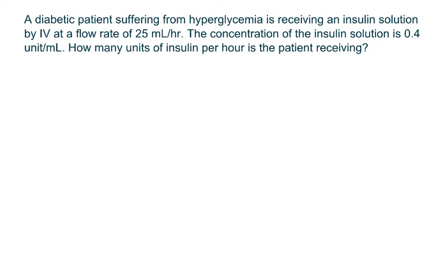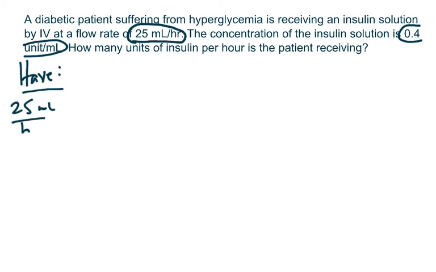Okay, let's gather our thoughts here. Let's think about what we have. What do we know? Well, we have two numbers. They're both ratios. 25 milliliters per hour and 0.4 units per milliliter. So 25 milliliters per hour. What kind of number is that? Flow rate, concentration, administration rate. Okay, what is that? Volume over time. That's going to be the flow rate, right? And then we also have 0.4 units per milliliter.